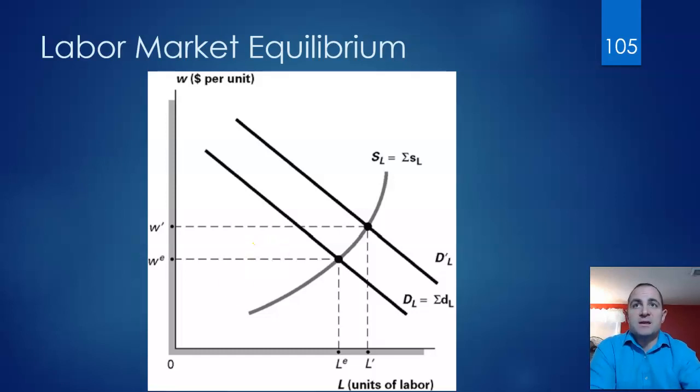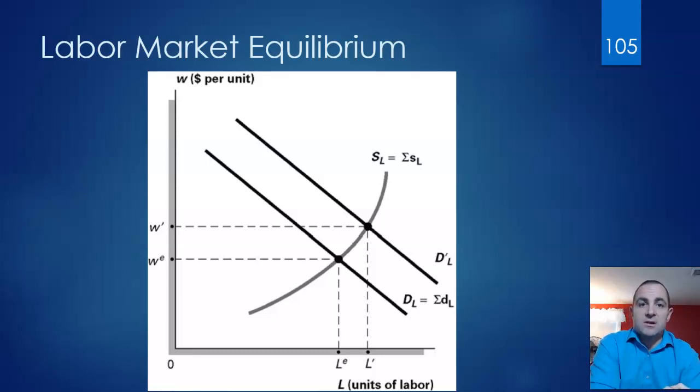So we talked about individual demand and individual supply. The market demand and market supply is the horizontal sum of all individual demand and supply curves. Okay. And so you can see demand of labor is the sum of all individual demands. Supply of labor is the sum of all individual supplies.